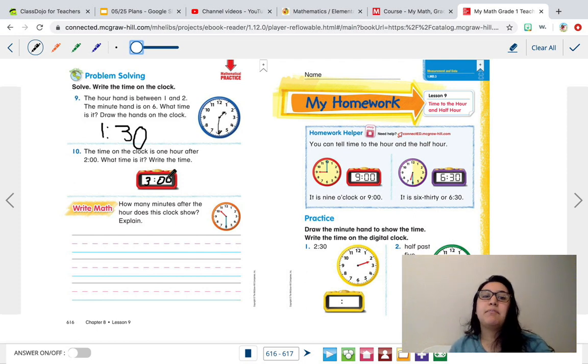Now, how many minutes after the hour does the clock show? Remember, how many minutes after the hour does the clock show? So it's asking you how many minutes is it on the clock, okay? So do your best, use your best analog clock reading skills, and write how many minutes past the hour the clock shows. So how many minutes is that clock showing, okay?